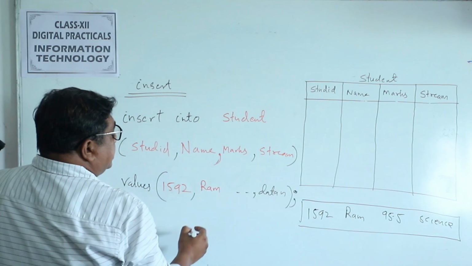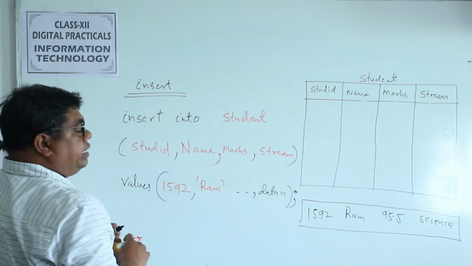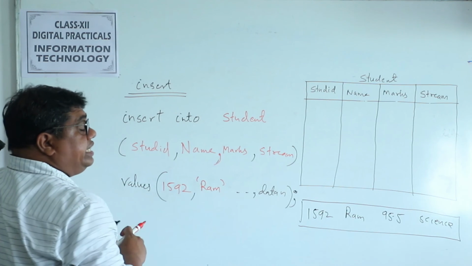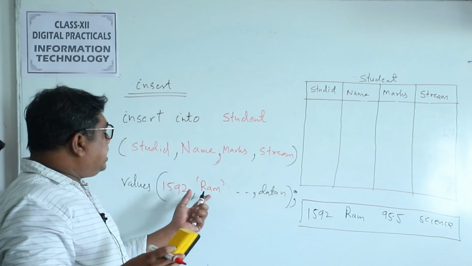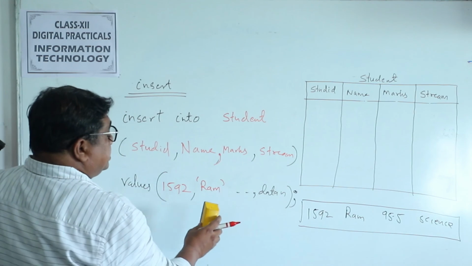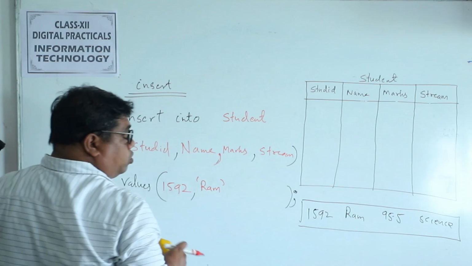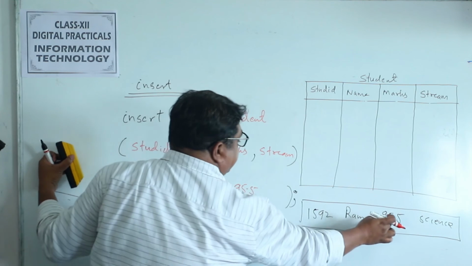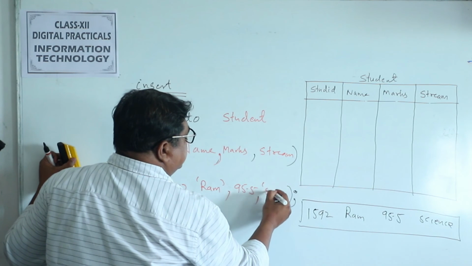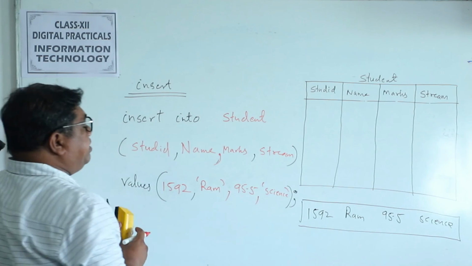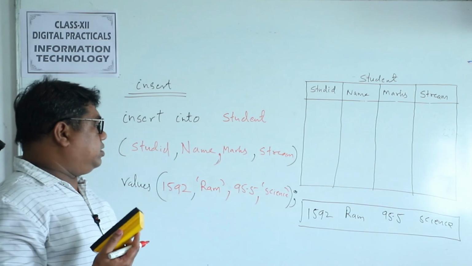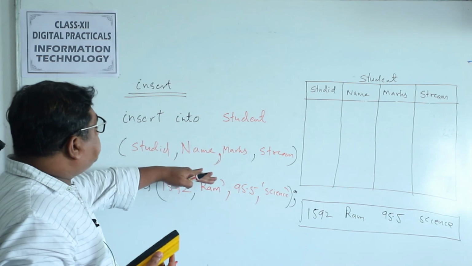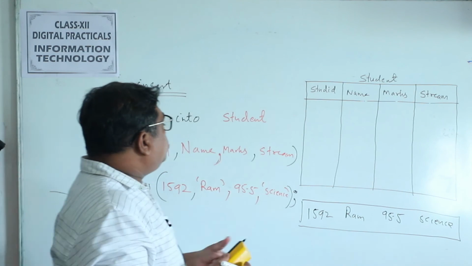Ram. And see, it should be enclosed within single quotes or double quotes, because it is a character data type, what we studied in Java. Always those are referred to as strings. Okay, and they are enclosed within a pair of quotes. Okay, then for marks, it is 95.5, and what is the stream? It is science. So I have to enclose this character data type within single quotes or double quotes. So after pressing enter, it will successfully add that row to the table student.